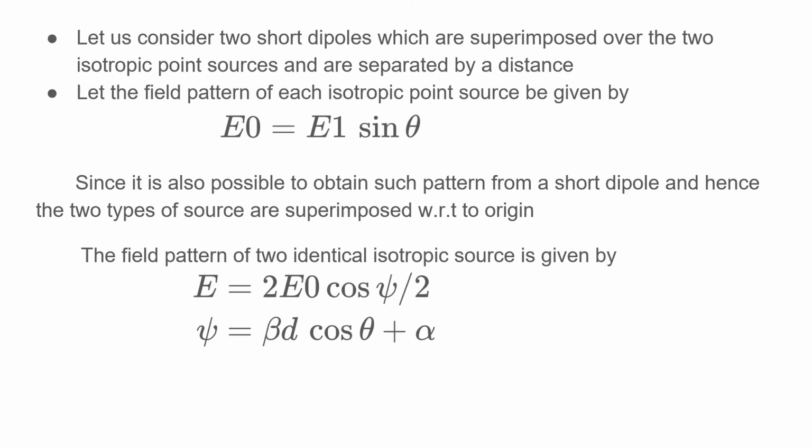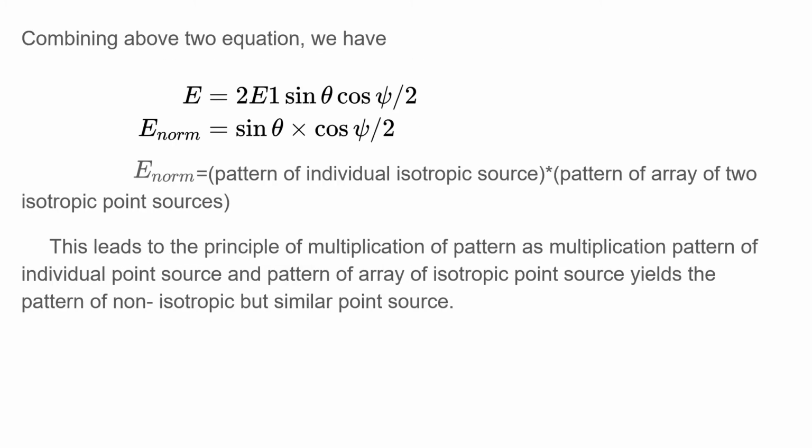Now using this and the above expression, we are trying to find the total field radiated by the combination of all these four. In the above expression, we know that the phase angle psi is equal to beta d cos theta plus alpha, where beta is 2 pi by lambda. So combining the above expression of the field equation of the isotropic source and the short dipole antenna, we get the total field E is equal to 2E1 sin theta cos psi by 2.